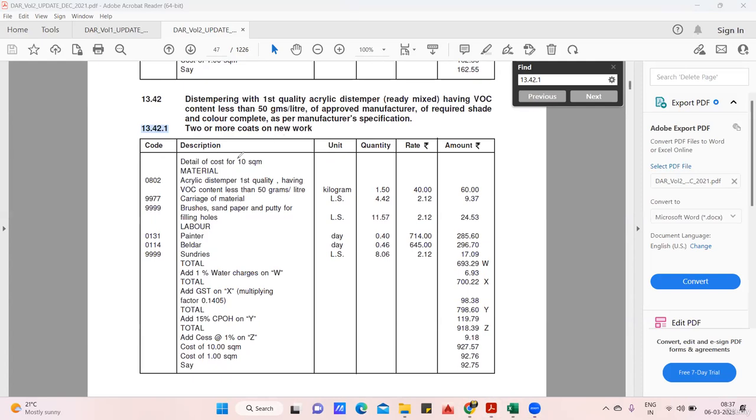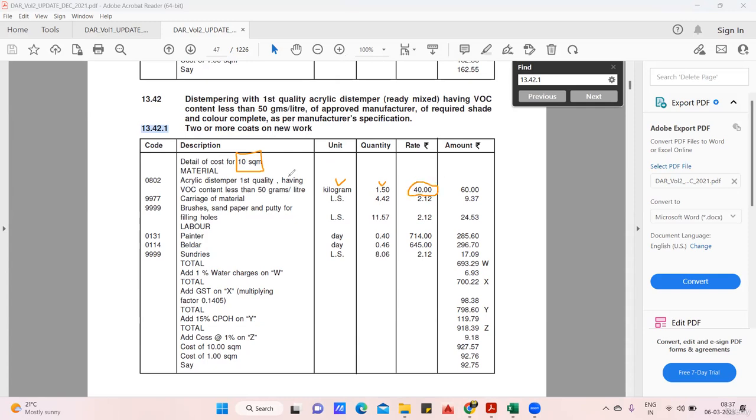Okay. So first, this is the interior painting that we are doing. So first again, we'll try to take out the quantity for 10 square meter. In the material, I require acrylic distemper of first quality having VOC content less than 50 gram per liter. So it is in kg. The quantity you require for 10 square meter is 1.50 kg. And the rate is 40 rupees. See, 40 rupees is actually a very low rate.